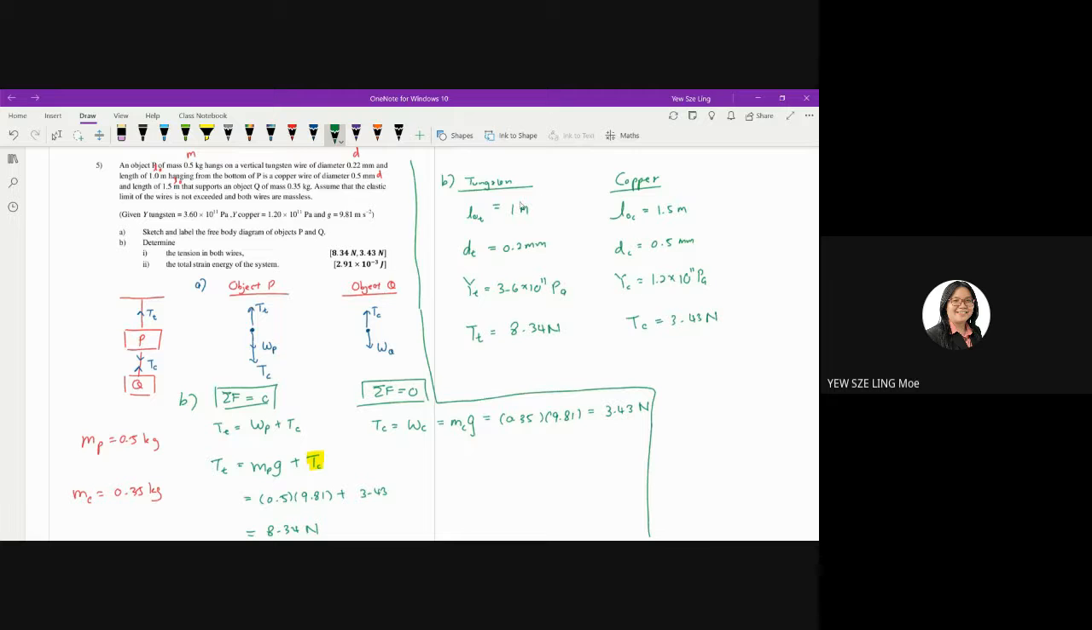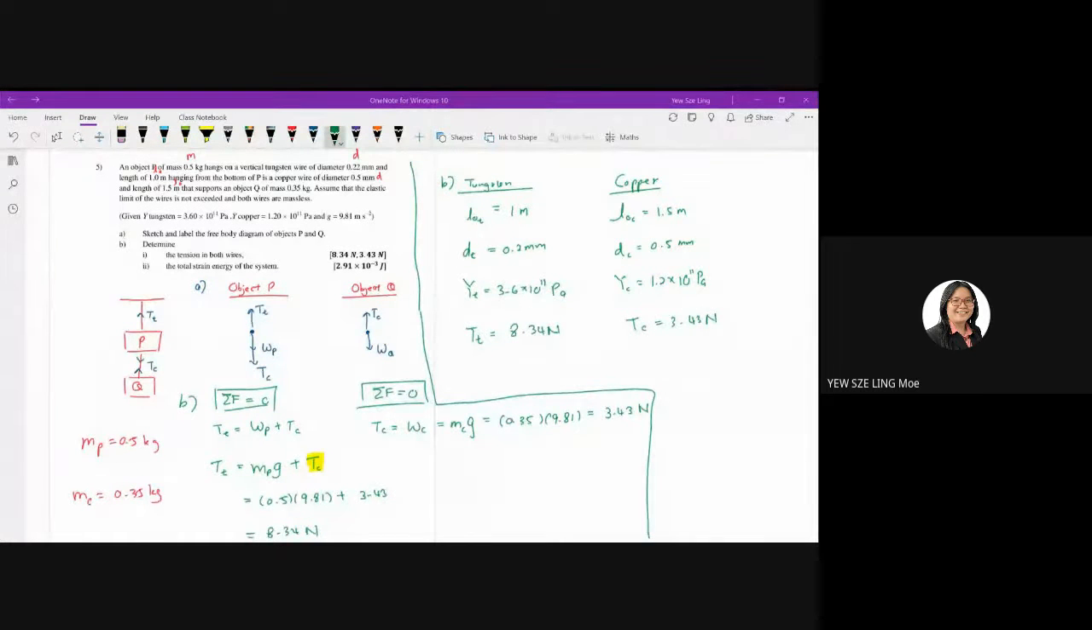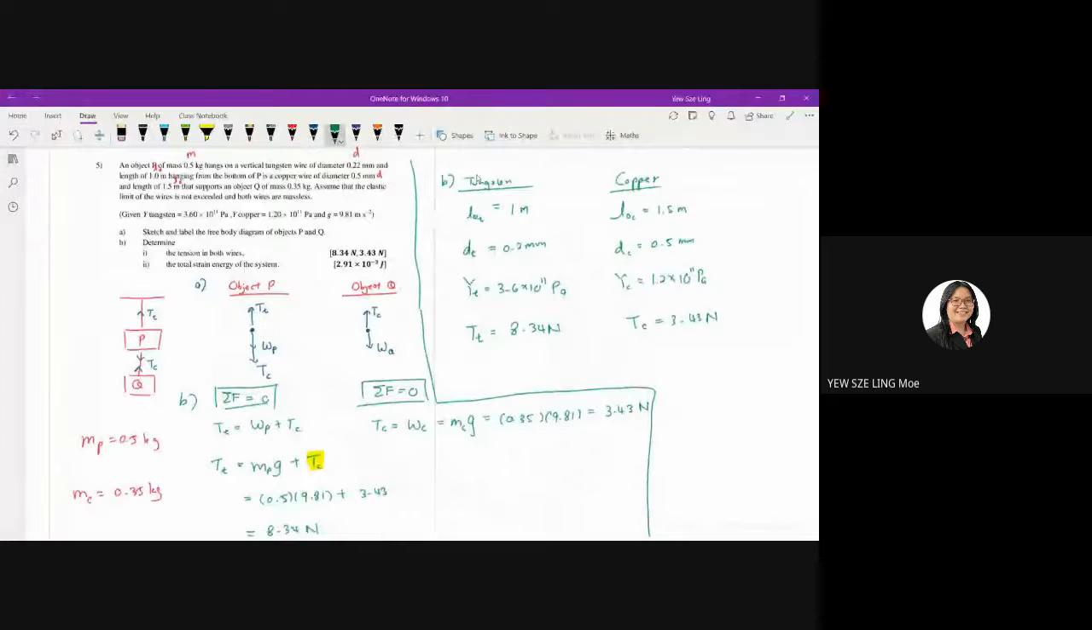Now that I have two complete sets of information, why is it so important to know which information belongs to which object? Because you need to use them to calculate the elongation, the extension in the tungsten wire and also in the copper wire, in order to find the total strain energy. What does total strain energy mean? U total would be equal to U tungsten plus U for the copper wire. So now let's see how we are going to solve it.